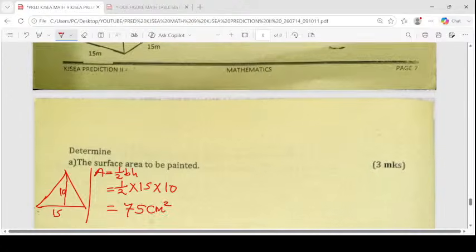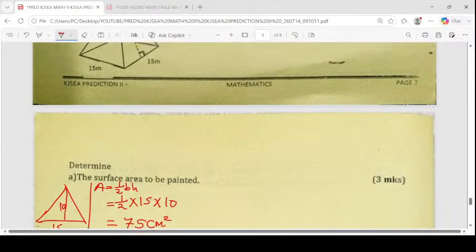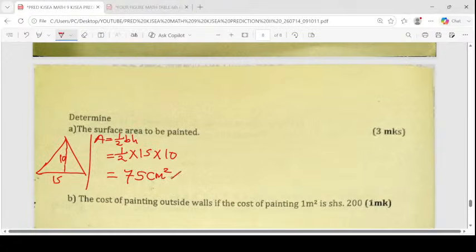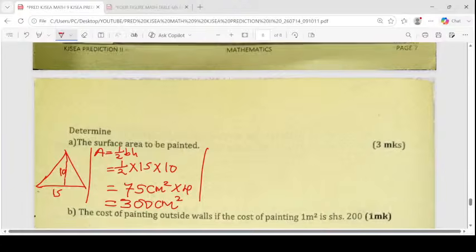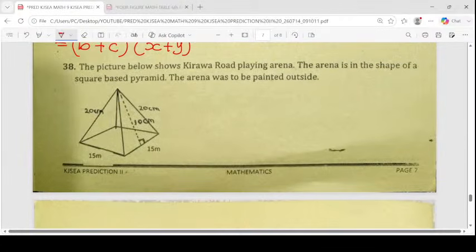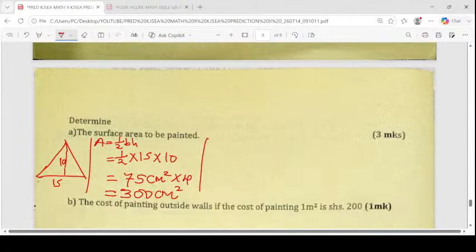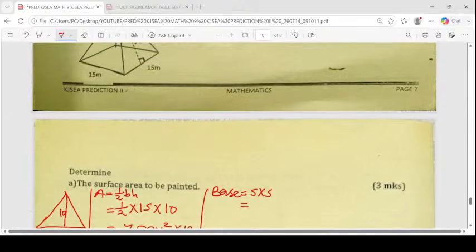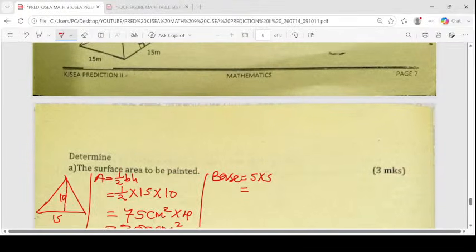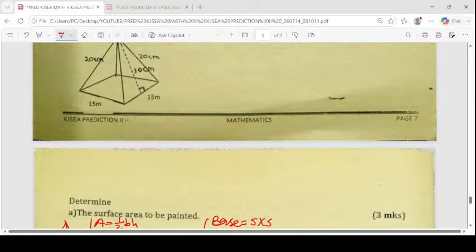But from the figure, how many triangles can we see? We can see 4 triangles. So you multiply this by 4. This is going to give you 300 square centimeters. Then also, we are having the rectangular part, the area of the base. The base is a square, so that will be side times side. So this will be 15 multiplied by 15. It is meters, not centimeters.